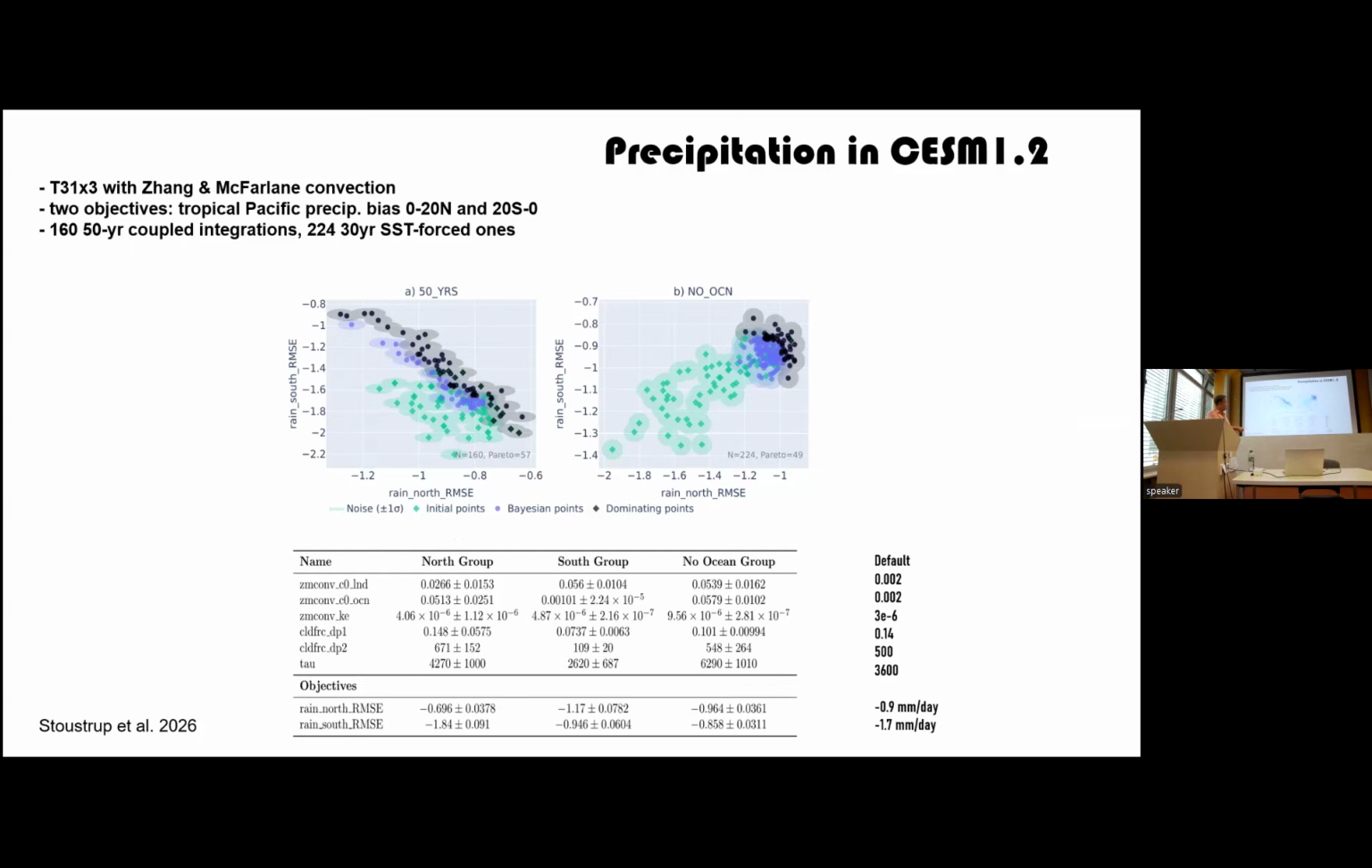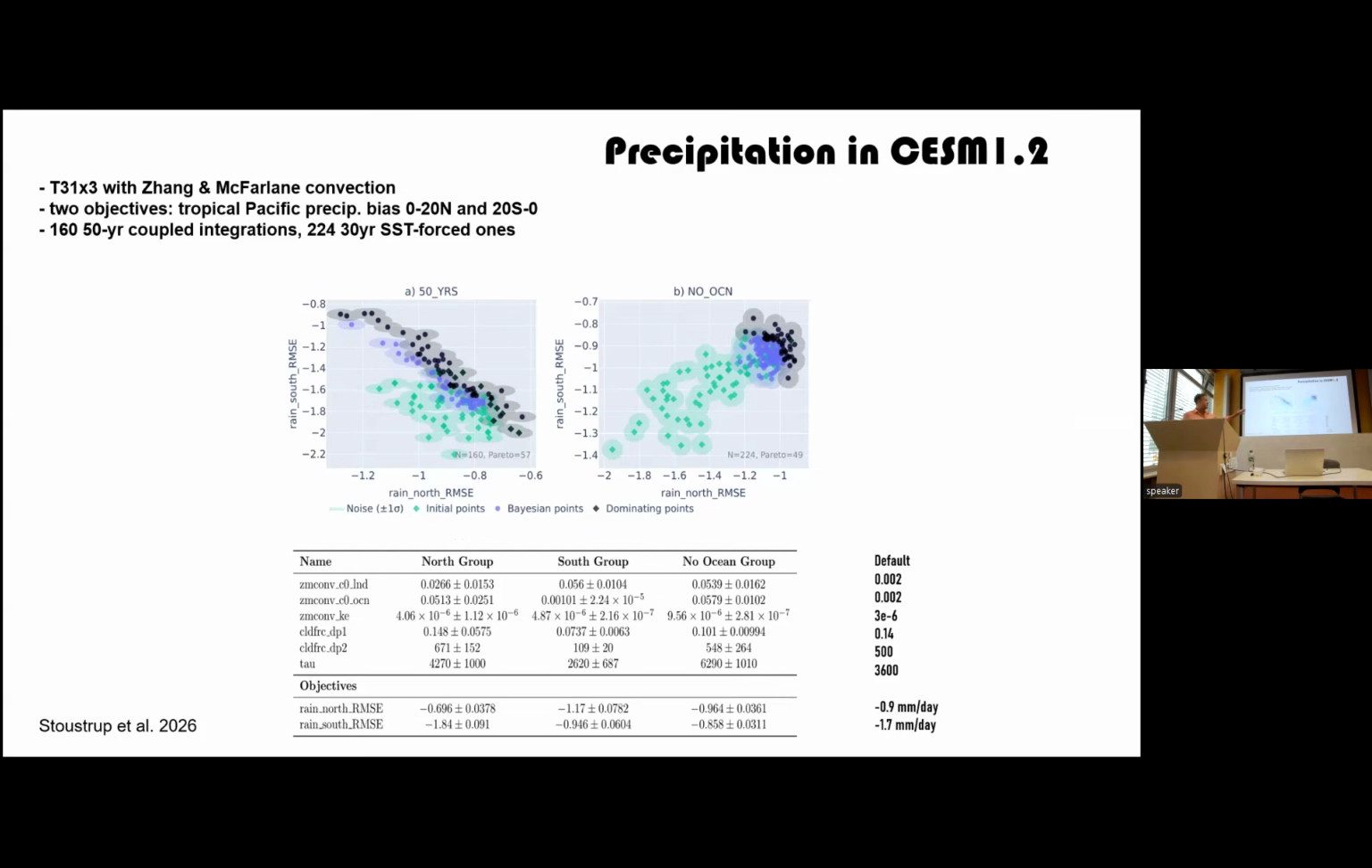We can then also look at the optimal values. So here are our default values for 6 different parameters of the Zhang and McFarlane convection scheme, which is still an often used scheme. If you compare these best parameters, we see that the parameter values for the no ocean group are relatively similar to the parameter values of the North group. So the North group is the average of the 10 best points here, where we have the best rainfall in the north. But these parameter values are very different from the South group, which are up here.